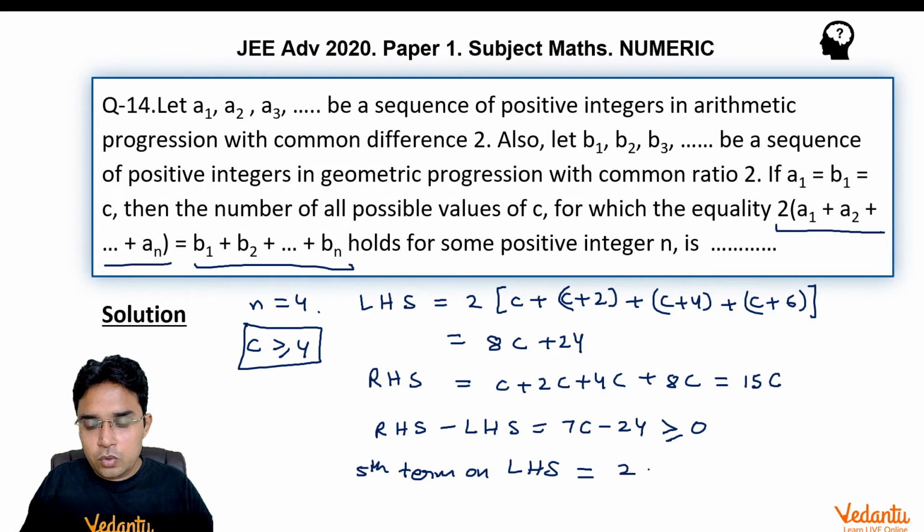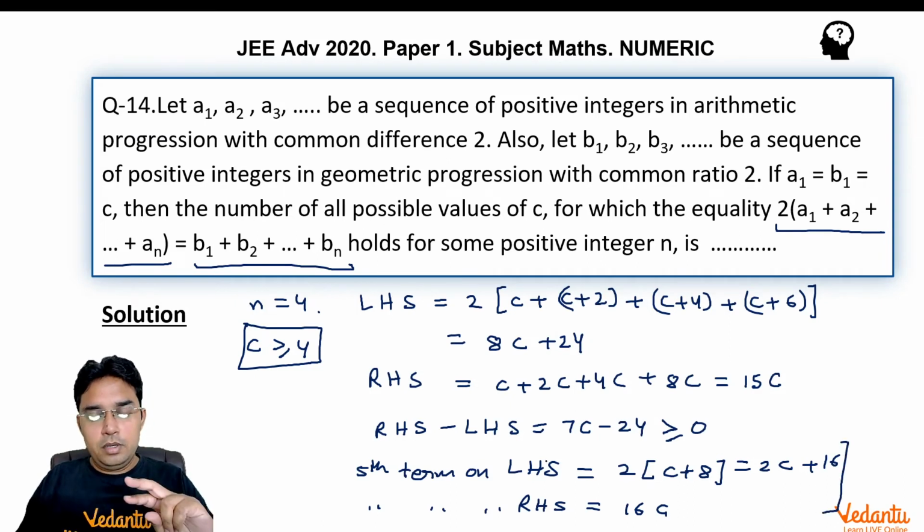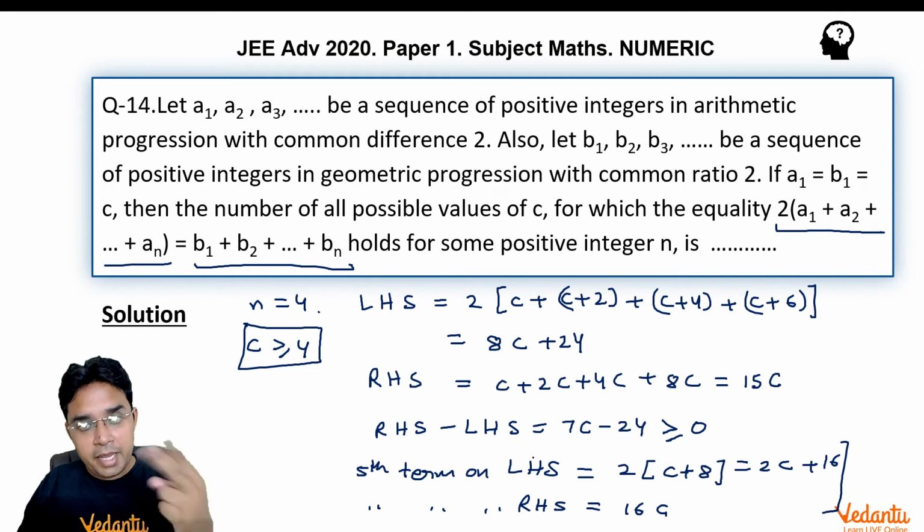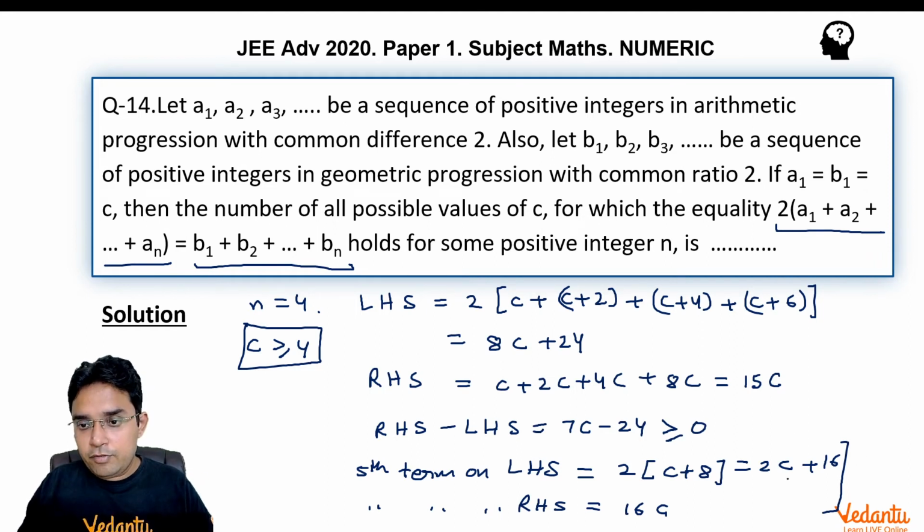Now, if I focus on the fifth term on both sides, the fifth term on LHS will be 2 into c plus 8, which is 2c plus 16. Similarly, the fifth term on RHS will be 16c. Now if you take the difference of these two, fifth term of RHS minus fifth term of LHS, it will be 16c minus 2c minus 16, so the difference here would be 14c minus 16.